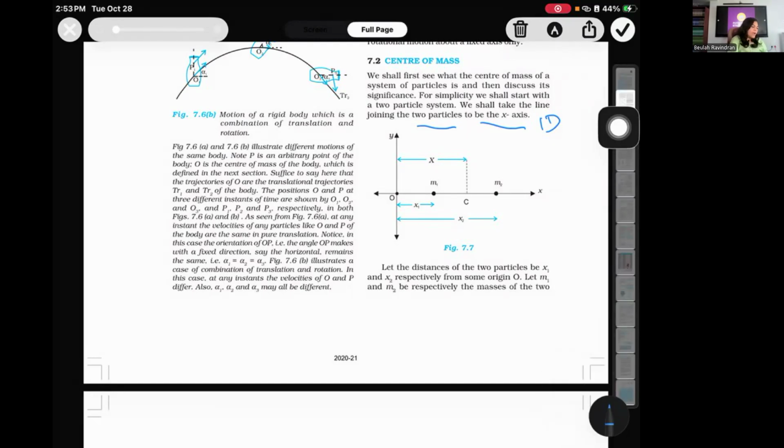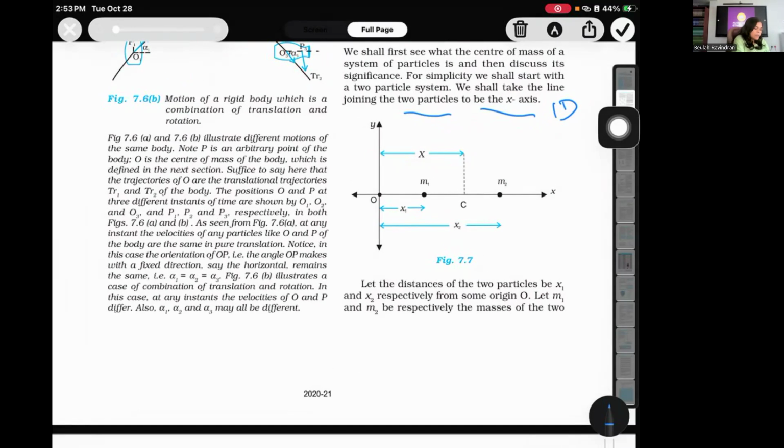The center of mass actually is nothing but we are finding out the center of mass between any two particles. Here we are considering a two-particle system for simplicity. We can extend this concept to n number of particles in all dimensions, in 1D, 2D, and 3D. So first of all, you should have clarity whether it is 1D or 2D or 3D. Okay, so that clarity you should have.